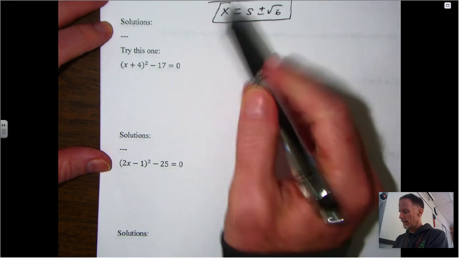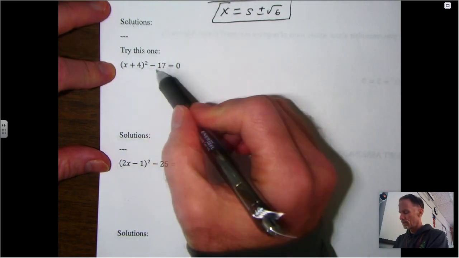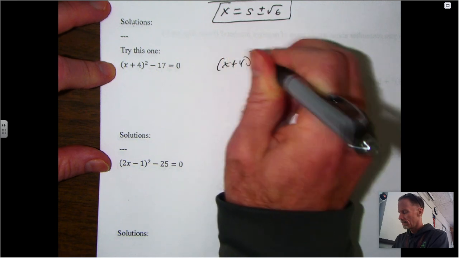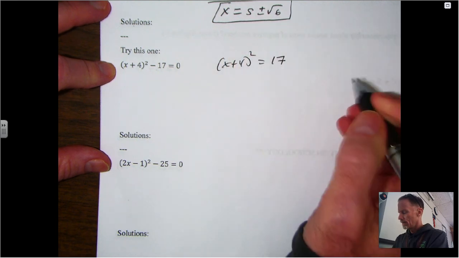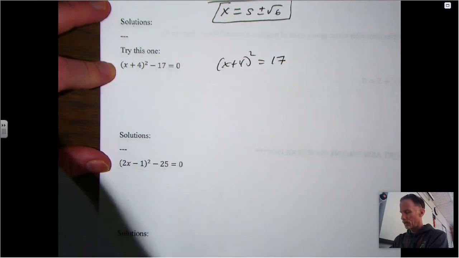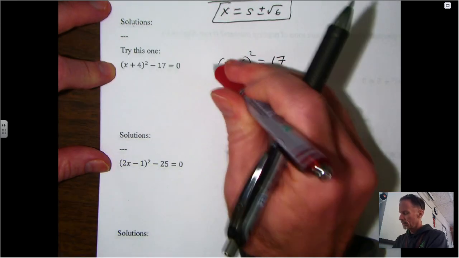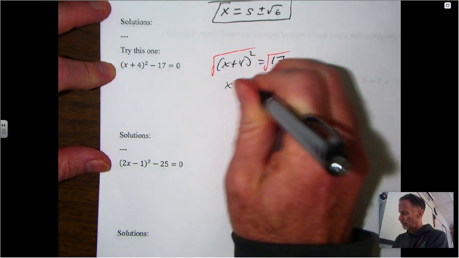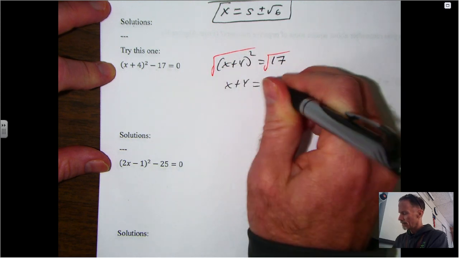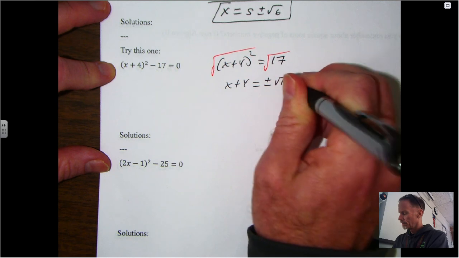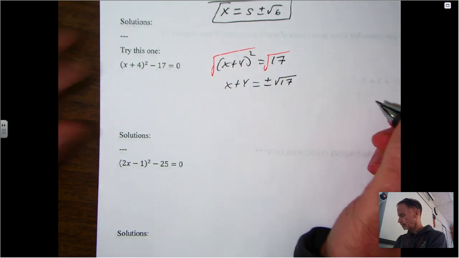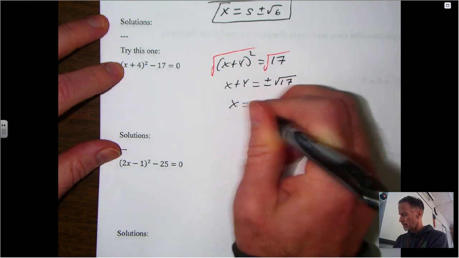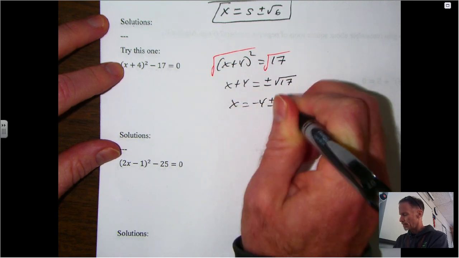Okay, so on the first one, again, remember, we always want to isolate. So we're going to add the 17 to both sides. Got it by itself, so we can do the square root of both sides. And remember, always use the plus minus. And then subtract 4. So x equals -4 plus minus root 17.